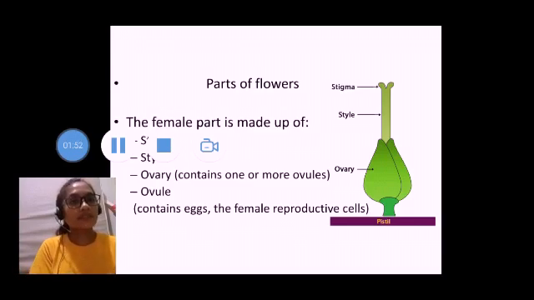The female part is made up of stigma, style, and ovary. Inside the ovary, there are ovules. The ovary contains one or more ovules. The ovule is the part that contains the female gamete, which is called egg cells or female reproductive cells.